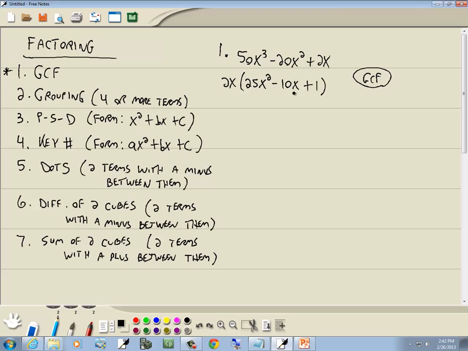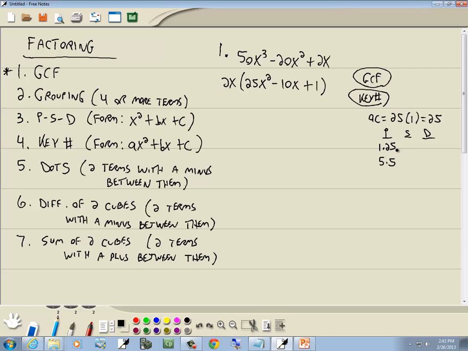Now what's inside the parentheses here is three terms, x squared, x, no x, and there's a number in front of our x squared. Well, that's a key number. So do the key number. With the key number we take the number at the beginning times the number at the end. So take 25 times 1, ignoring signs, which will give us 25. And we come up with our three columns. Write down all products that give us 25. 1 times 25. 2, no. 3, no. 4, no. 5 times 5.